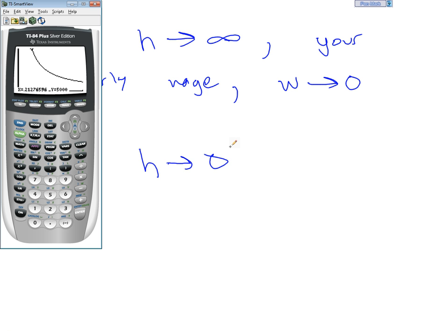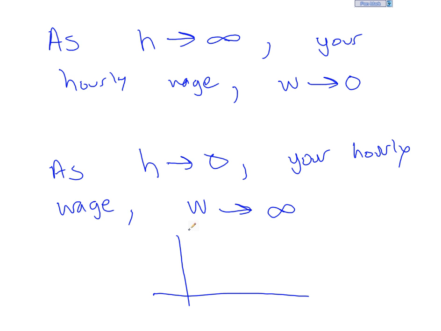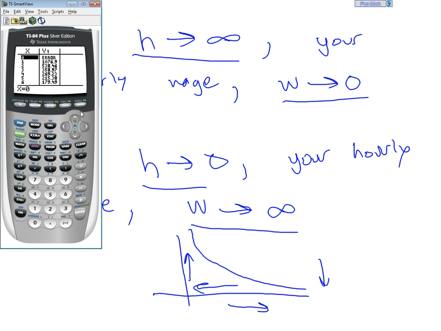So what we would typically say is that as the number of hours approaches 0, in theory, this continues to jump up. Your hourly wage, W, approaches infinity. So let's conceptualize that a little bit more. As we go this way, the output goes down, but as we travel this way, the output goes up. And that's basically what we're demonstrating here with this notation. As the hours approaches infinity, the wage approaches 0. As your hours approach 0, your hourly wage approaches infinity. Now we notice over here that if we go back to our table, if you work 0 hours, there's an error. Well, why is that?